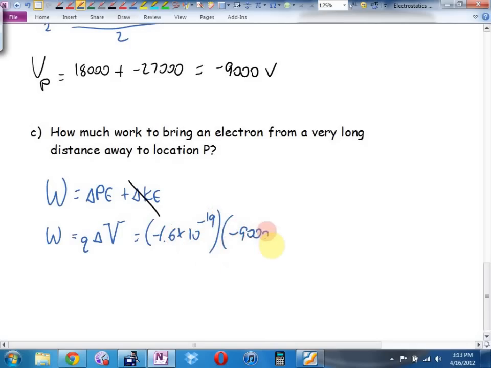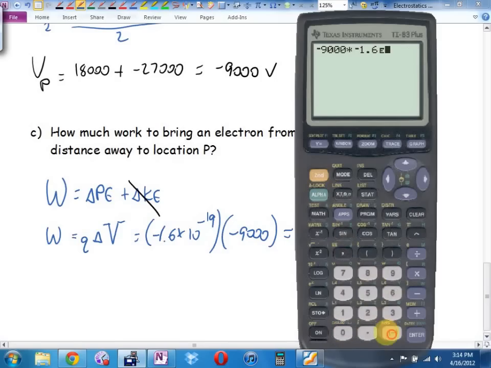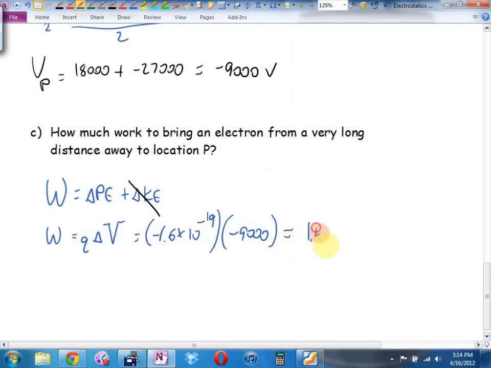times negative 9,000 volts. And I do get a positive answer because the electron does not want to move towards where that negative voltage is. It would be pushing away the entire time, which means I would have to add energy. I would have to do work. In fact, if I let it go, it would want to go shooting back out to infinity. The potential would become kinetic again. Negative 9,000 times negative 1.6 times 10 to negative 19 is 1.44 times 10 to the negative 15.